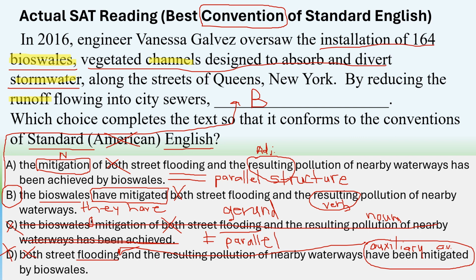And this is like a medium-hard question because you don't have parallel structure in any of these. So you have to look at what's really going on here. And all of them are kind of acting like an adjective or a verb. Noun here, gerund acting as a noun, street flooding, the mitigation of both street flooding and the resulting pollution of nearby waterways has been achieved by bioswales. That is cumbersome. So we're going to cross out A. A is cumbersome. Otherwise, you kind of have the same thing going on. And B just makes it short, simple, and sweet. So B is the answer.